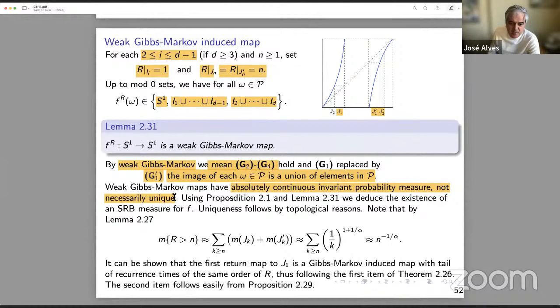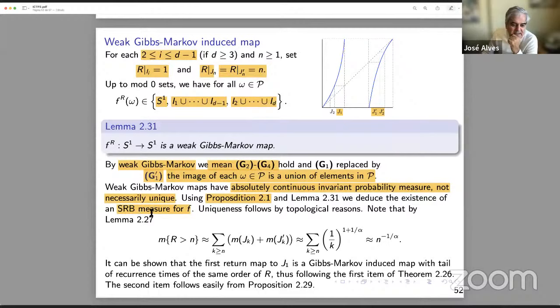So using the proposition which says that if we have a good measure for the induced map, then we have a good measure for F, for the original map, we deduce the existence of an SRB measure for F as well.